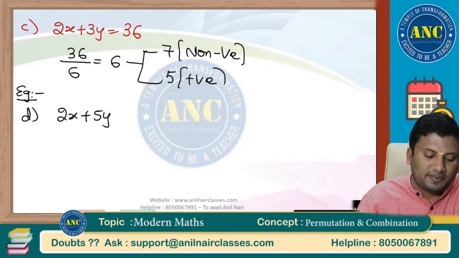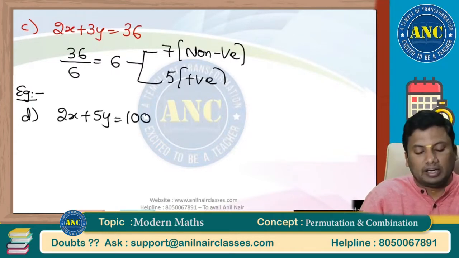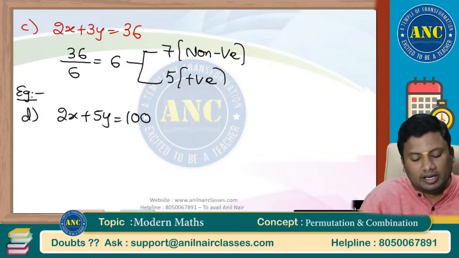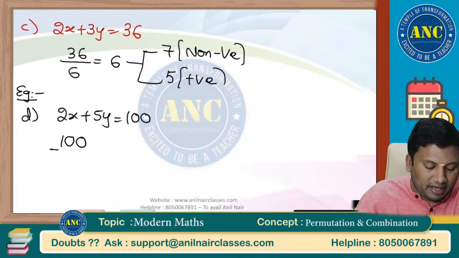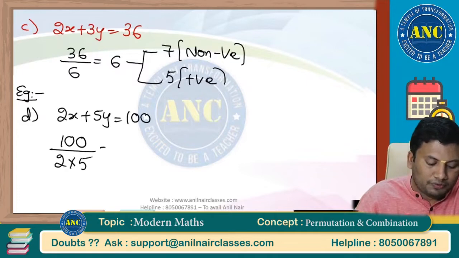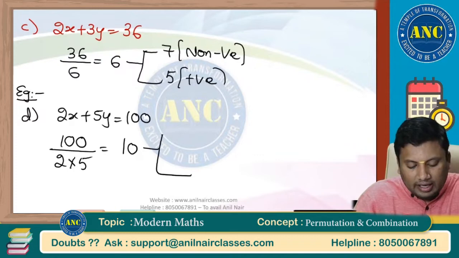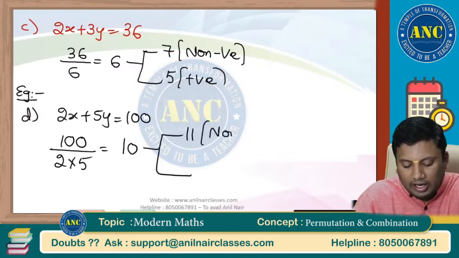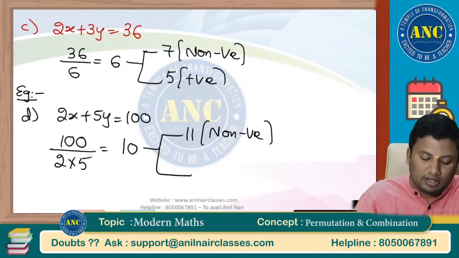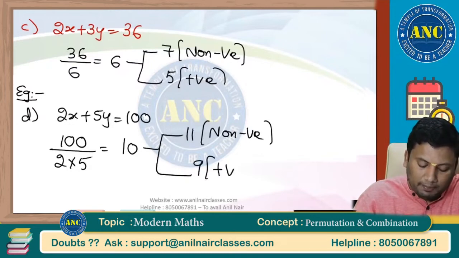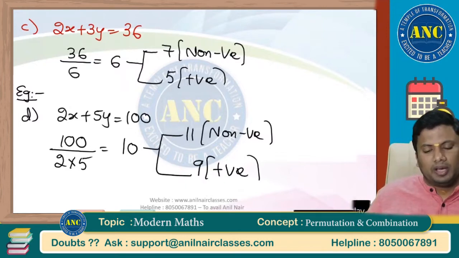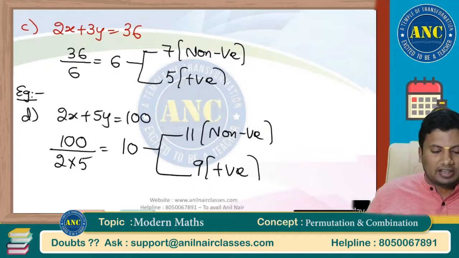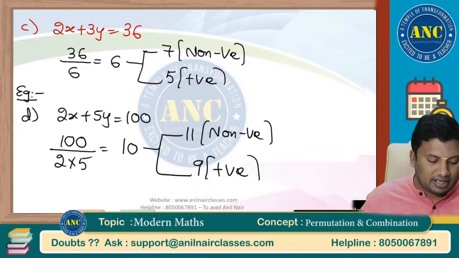Another question: 2x plus 5y equals 100. In how many ways can I give 100 rupees using 2 rupee and 5 rupee coins, non-negative and positive? 2 is a factor of 100, 5 is a factor of 100. 100 by 2 into 5 is nothing but 10. 10 gaps are there. What will be the answer? Non-negative will be 11, including x value 0 and y value 0. 9 will be positive. Very, very easy, if the coefficients of x and y both are factors of the right hand side and there is a plus sign.